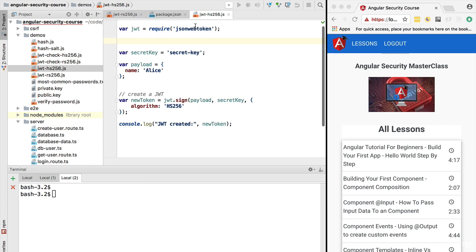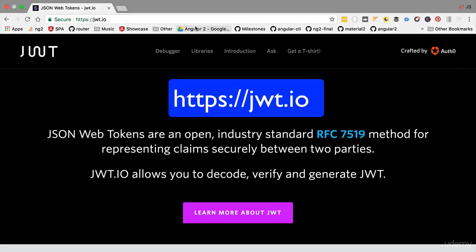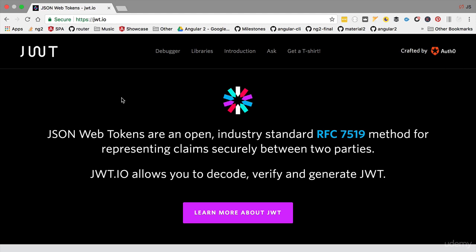In this lesson we're going to learn what is a JSON Web Token and what are the three parts that together make a JSON Web Token. We are also going to learn about base64 encoding. Let's quickly head over to jwt.io, that is the URL, and let's quickly talk about JSON Web Tokens.